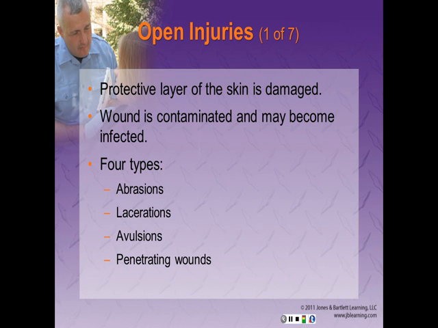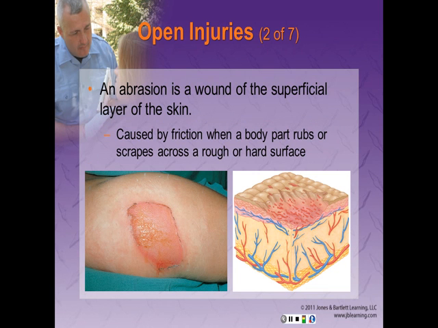There are 4 types: abrasions, lacerations, avulsions, and penetrating wounds. An abrasion is a wound of the superficial layer of the skin, and it's caused by friction. This happens when a body part rubs or scrapes across a rough or hard surface. An abrasion usually does not penetrate completely through the dermis, but blood may ooze from the injured capillaries in the dermis. Some examples are road rash, road burns, strawberries, or rug burns.